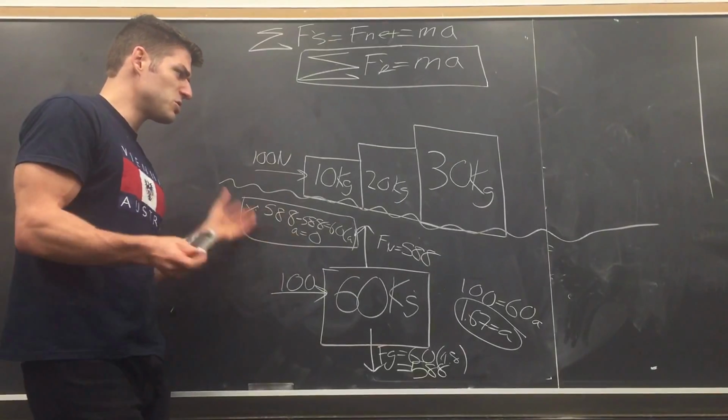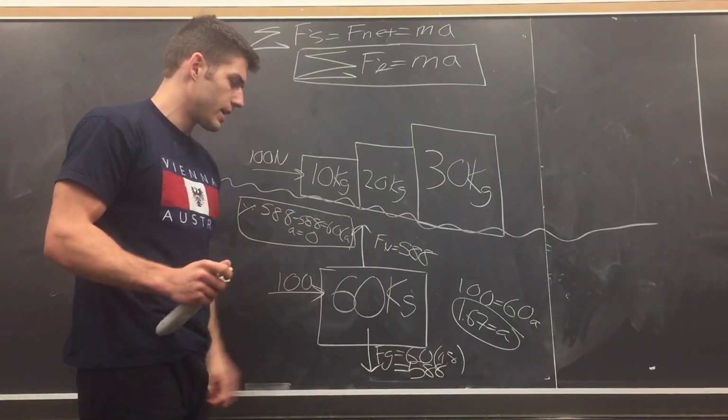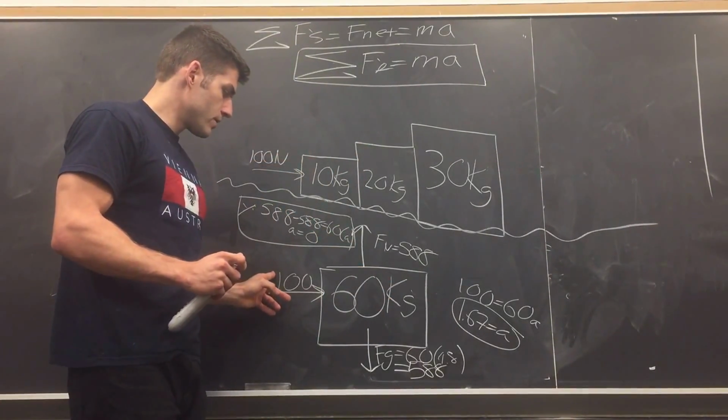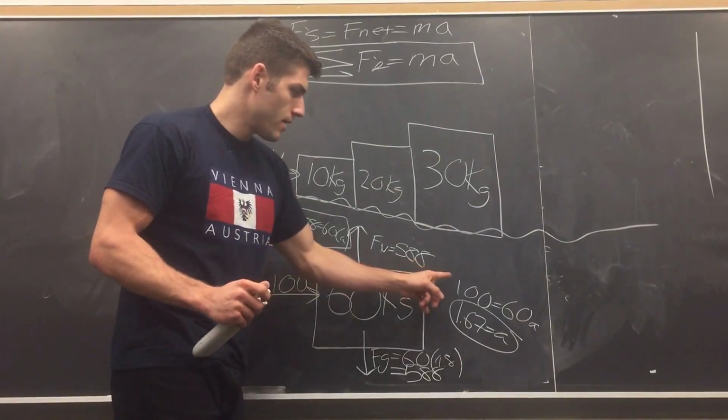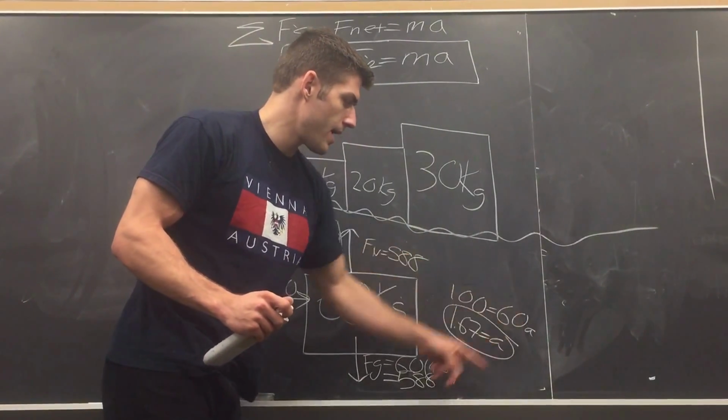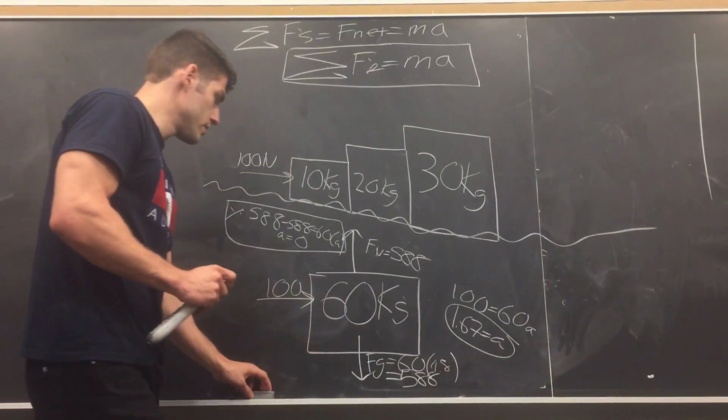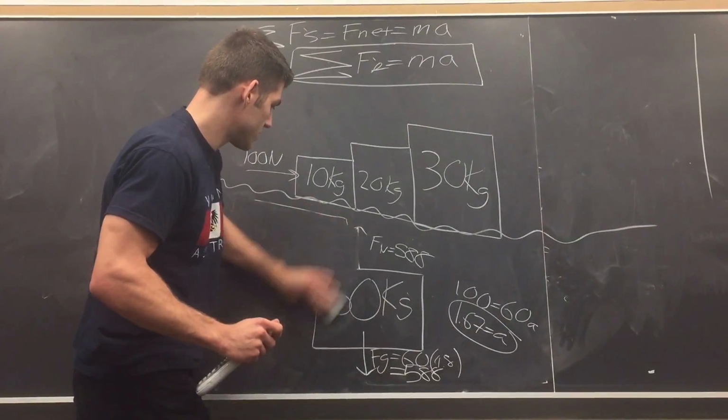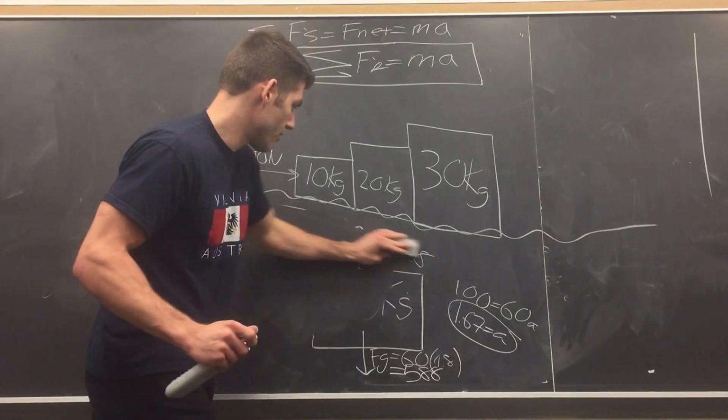The first step is you say, smush them together. That's just a big 60 kilogram. 100 newtons pushes a 60 kilogram. Sum of the forces equals MA. Our A is 1.67. So I can erase all this. I didn't need any of this. I only needed it to get the acceleration, which I now have.